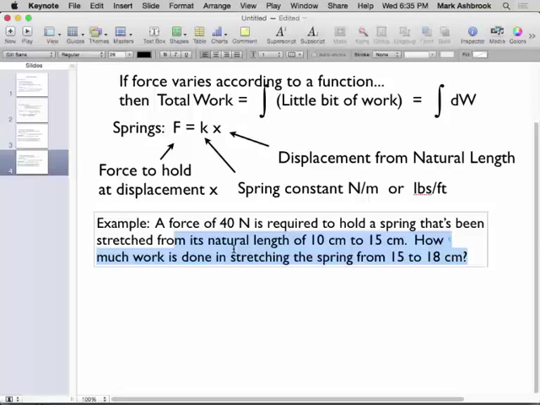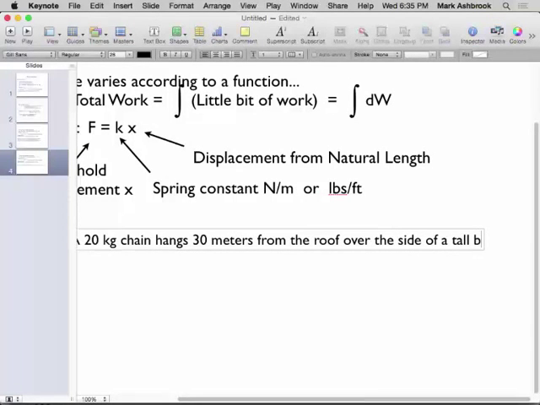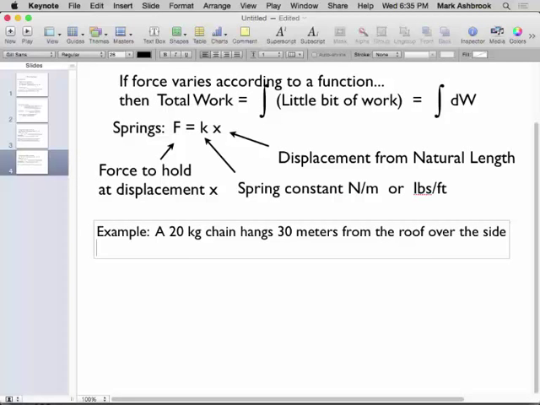Okay, so now we got a different type of example here. A 20 kilogram chain hangs 30 meters from the roof over the side of a tall building. How much work is required to pull the entire chain up to the roof?